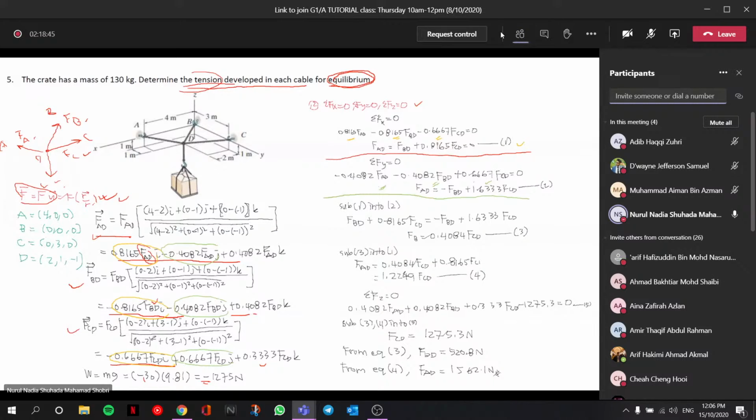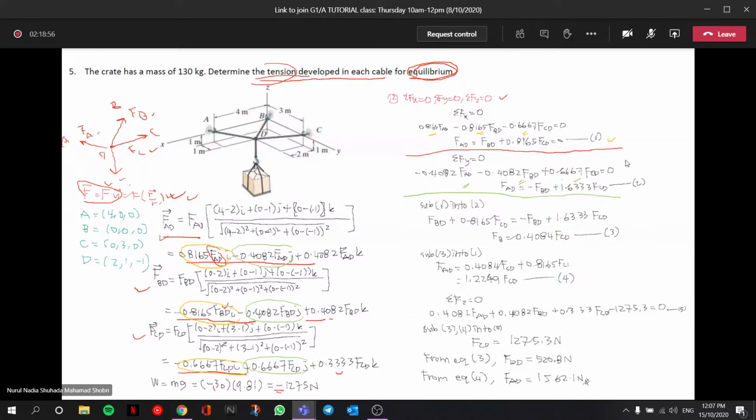You can see FAD equal to FBD plus 0.8 FCD, and this one also has FAD as the head, so you can equate them together. When you equate them, equation 1 into 2, you will only have two unknowns in the equations. This is equation 3, and then you substitute equation 3 into equation 1, so that we have another unknown as the head. When you simplify, you get FAD equal to 1.2249 FCD, which is equation 4. So we already have 4 equations up to here.